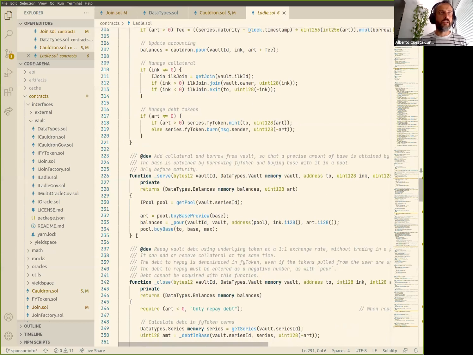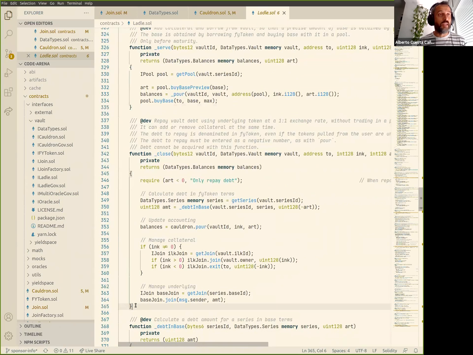Now we're getting fancy. Serve. In serve, you deposit your collateral, but you borrow straight to a YieldSpace pool. And then from that YieldSpace pool, you trade and get the underlying. So you are putting collateral and borrowing underlying instead of borrowing the FYToken. We did this in V1, but it was super expensive. Now it's super cheap.